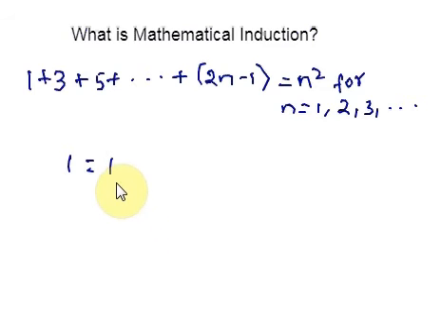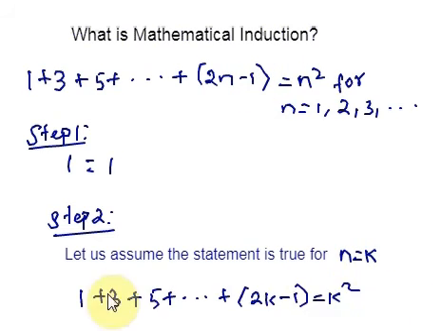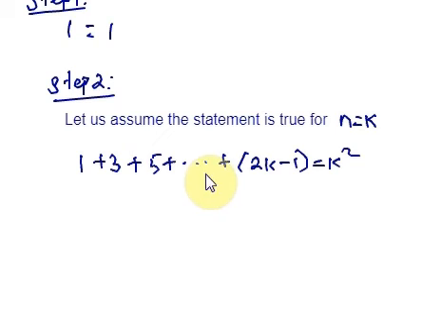Let us assume that the statement is true for n equal to k. If it is true for k, just plug in k in this statement. So this statement is going to be true. It is just an assumption. We have to prove that the same statement holds true when n is equal to k plus 1.